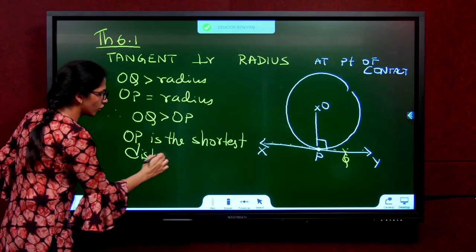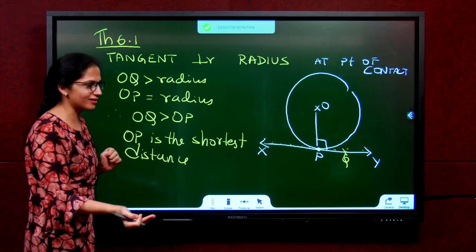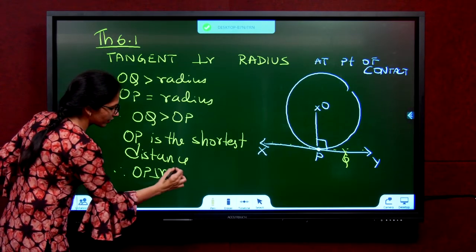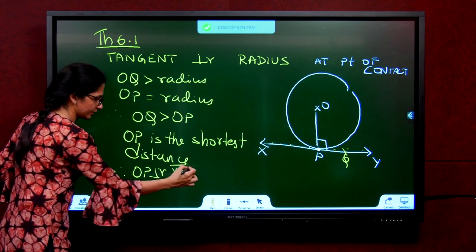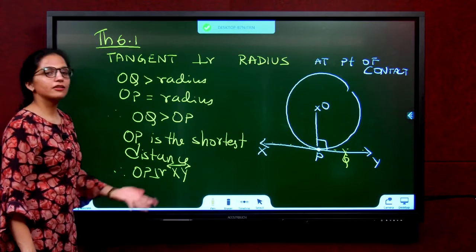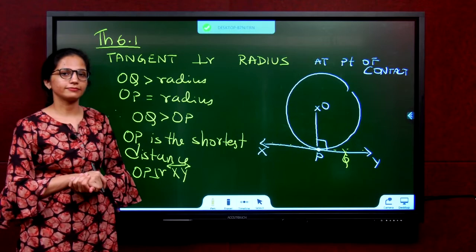In the previous note, we just learned the shortest distance is itself the perpendicular distance. So therefore, OP is perpendicular to XY. This is a line. The radius is perpendicular to the tangent at the point of contact.